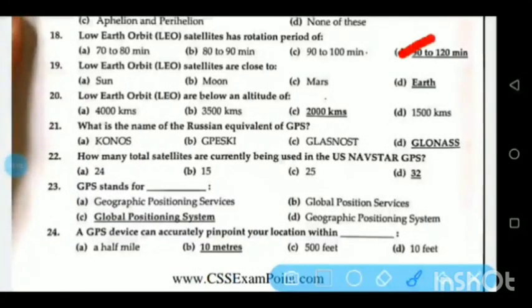Low Earth orbit satellite has rotation period of 90 to 120 minutes. Low Earth orbit satellites are close to Earth. Low Earth orbit are below an altitude of 2000 kilometers. What is the name of Russian equivalent of GPS? GLONASS. How many total satellites are currently being used in the US Navstar GPS? 32.